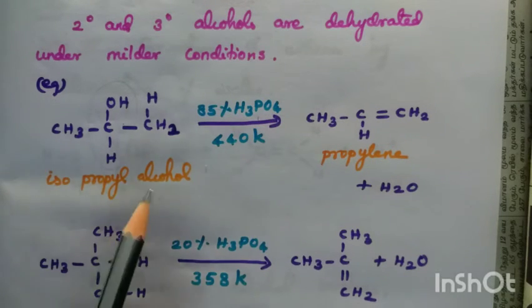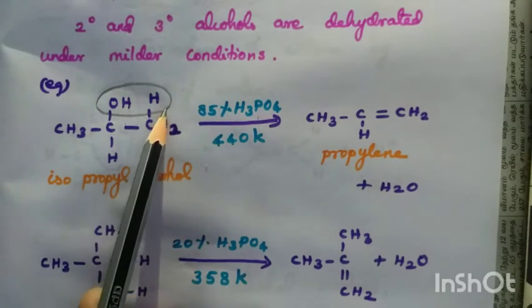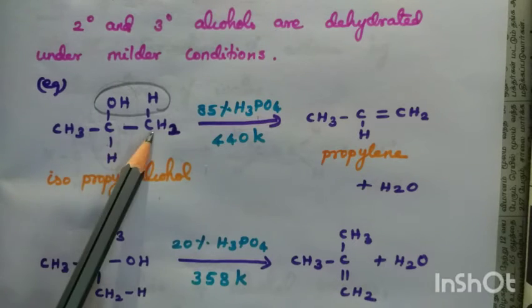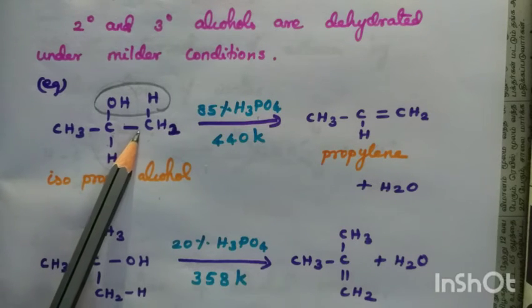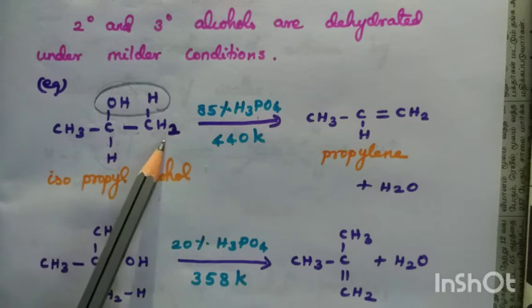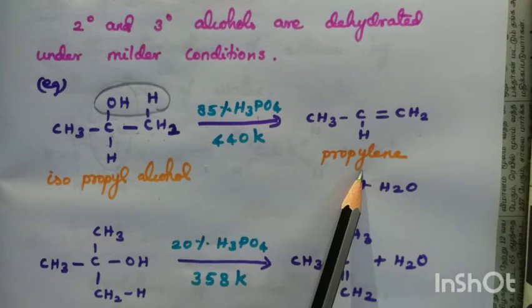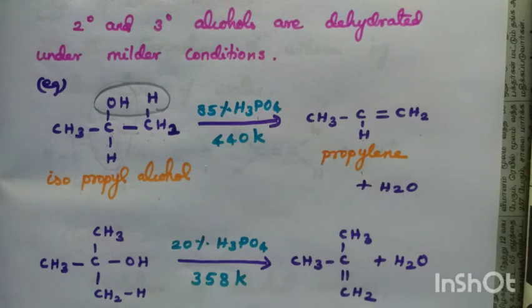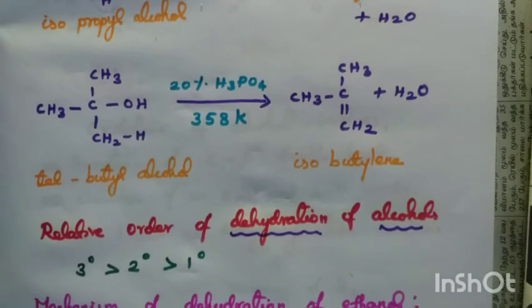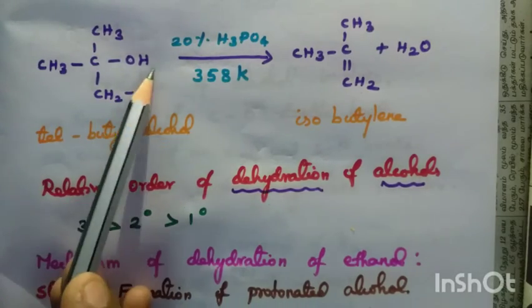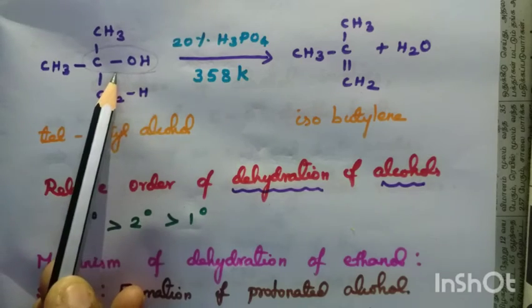How does this reaction take place? H2O goes out. OH from one carbon, H from another carbon. If you remove any atom or group from the adjacent carbon, you have to introduce one bond. So CH3, CH double bond CH2. What is the name of this compound? Propylene. We are studying dehydration. Dehydration is nothing but the removal of water. Next we are going to see the tertiary alcohol. Now the COH is there, no? So it is tertiary alcohol.